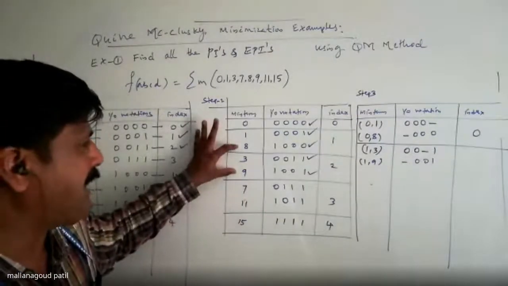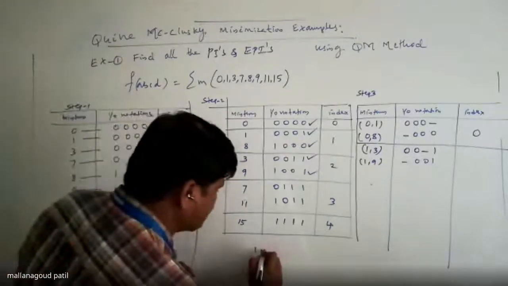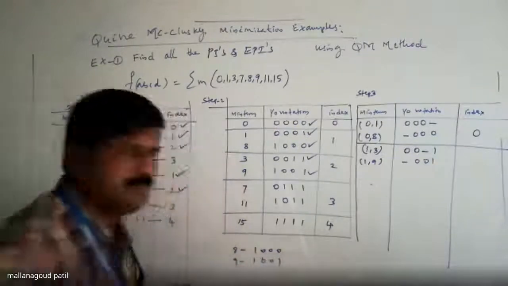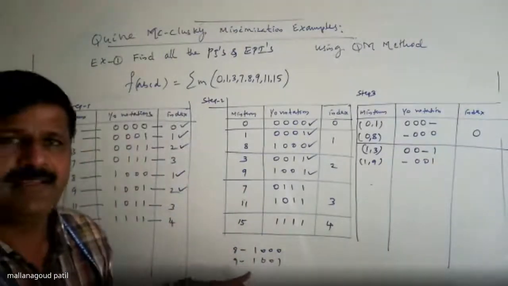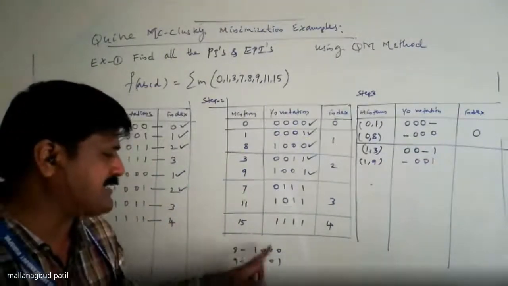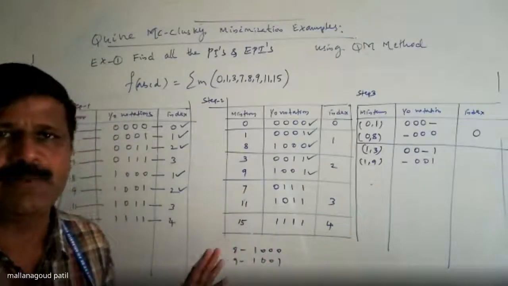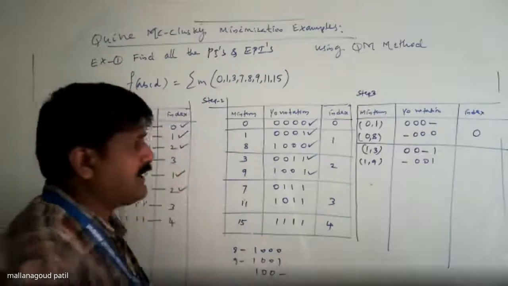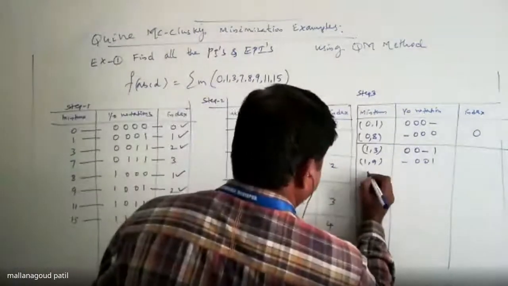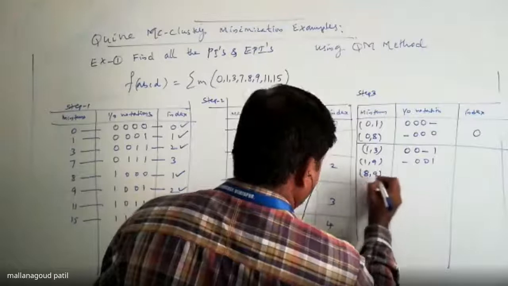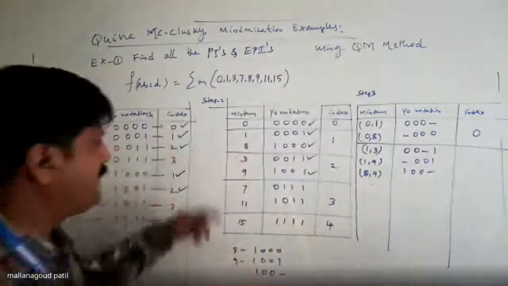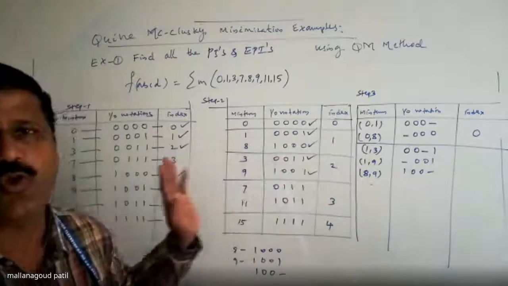8, 9 you can compare. The 8 representation will be 1, 0, 0, 0. The 9 representation will be 1, 0, 0, 1. This is logically adjacent, because first bit is same, second is same, third is same. Only the last bit differs. Then the representation will be 1, 0, 0, dash. I can write 8 and 9, representation 1, 0, 0, dash. It's okay. Index 1 to index 2 is over.